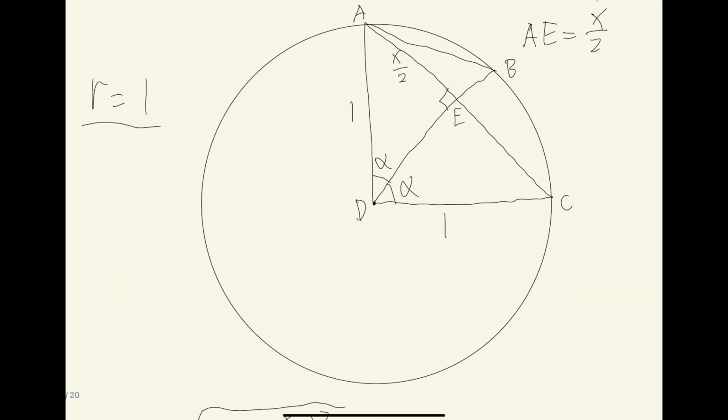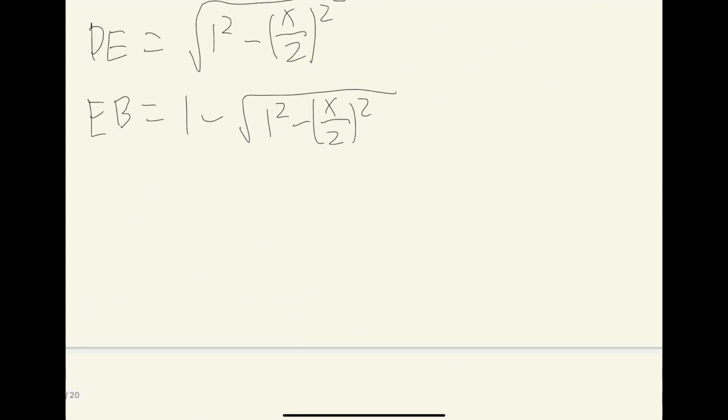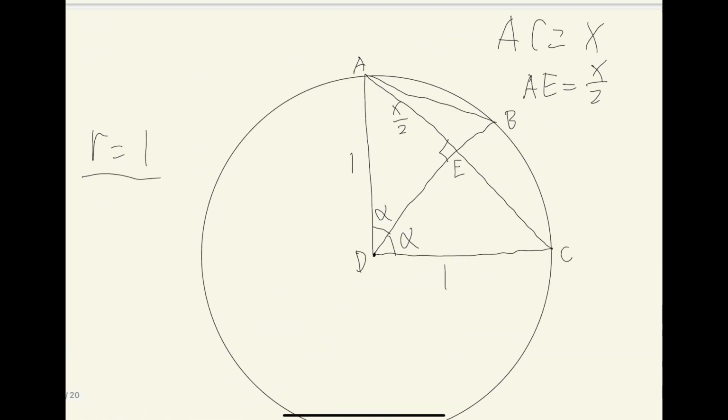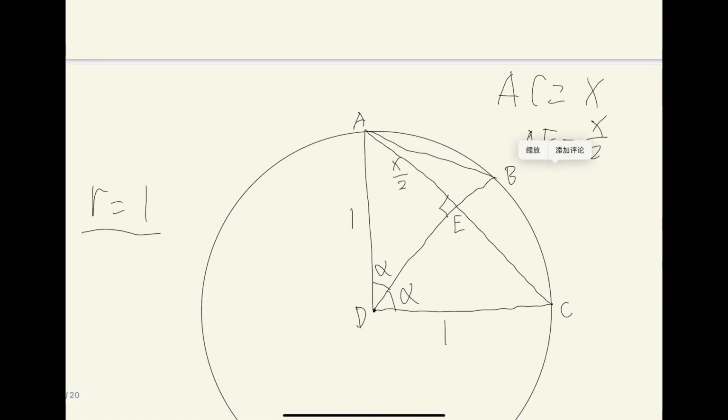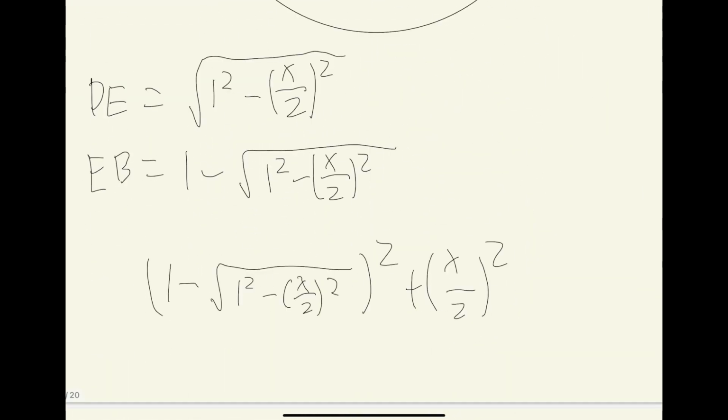Yeah, and as we need to calculate AB, it's again the Pythagorean theorem. So it's this whole thing, EB here, and the whole thing is squared, plus AE squared, which is this distance squared, and that is square rooted to find AB.